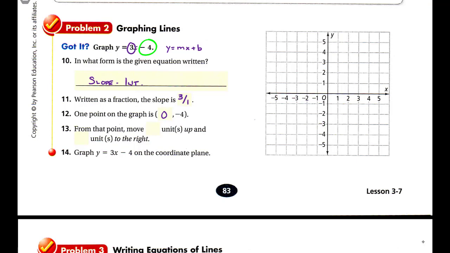And then from that point, we move 3 units up and 1 unit to the right. That's what the slope 3 over 1 indicates to us. So if we were to plot this on the coordinate plane, we know a point on the graph is 0, -4, and then we would go up 3 units, 1, 2, 3, and then over 1. Then we could do it again if we wanted to, 1, 2, 3, and then over 1. And all you have to do is draw your line through those points. And there's your line that matches the equation y = 3x - 4.